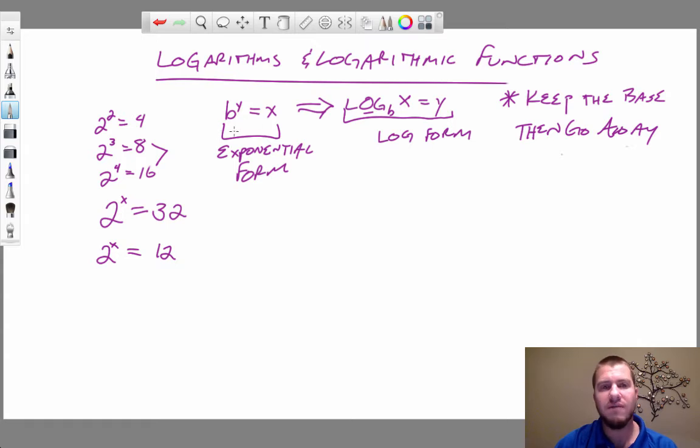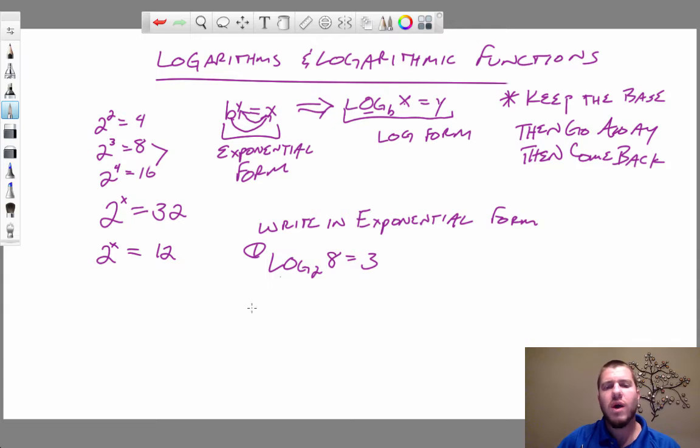So what's going to come next? If I'm going from exponential form to log form, keep the base, then go away, log base b of x, then come back is equal to y. So keep the base, then go away, then come back. And it works going from log to exponential as well. You keep the base, b, then go away, raise to the y, then come back equals x.